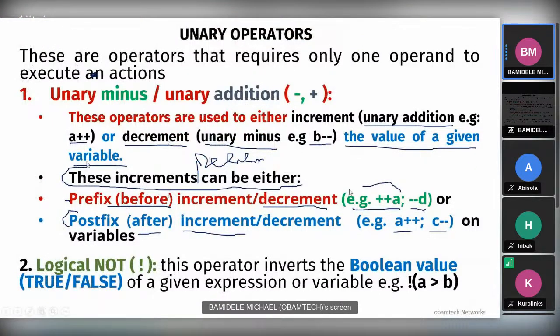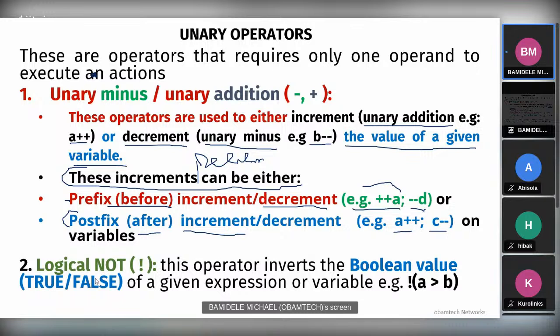Now the second one is the logical not. This operator inverts the boolean value. What are boolean values? A boolean value can either be true or false. Boolean is a logical entity, such that the return value is either true or false. So logical not inverts the boolean value, which can be either true or false.